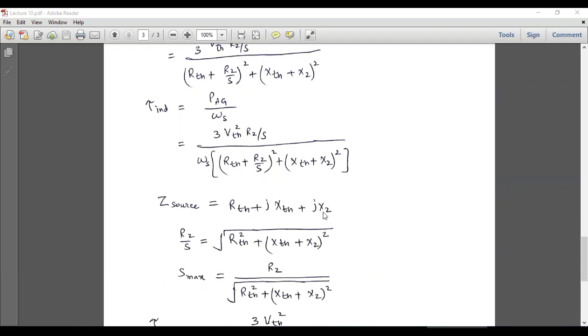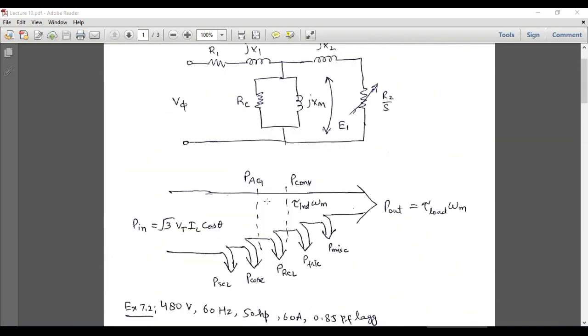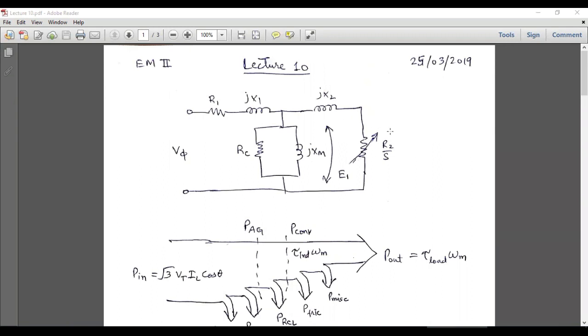Now we have to calculate the maximum torque which can be obtained from the induction motor. We know that the torque will be maximum when the power dissipated across the rotor is maximum. So we will apply the maximum power transfer theorem in this equivalent circuit of the induction motor, and then we will calculate the maximum power, and then the maximum torque or pull out torque.